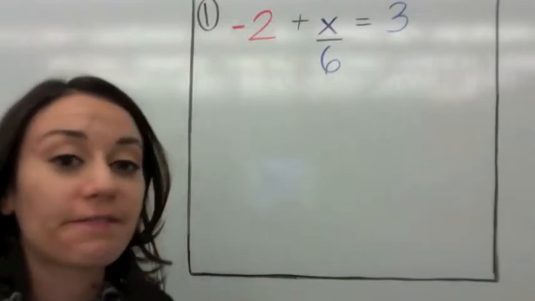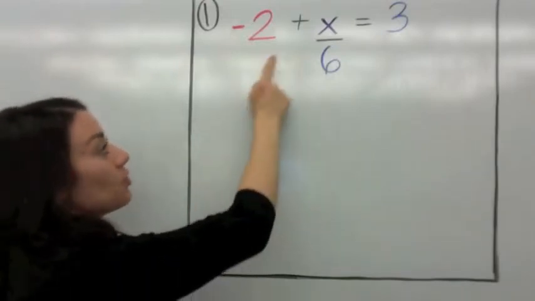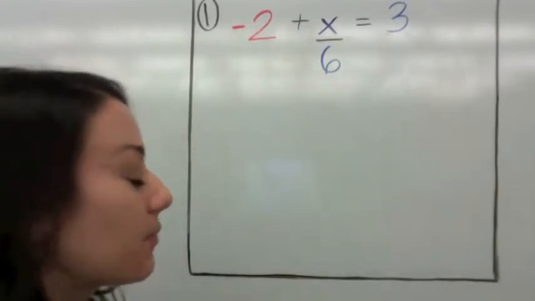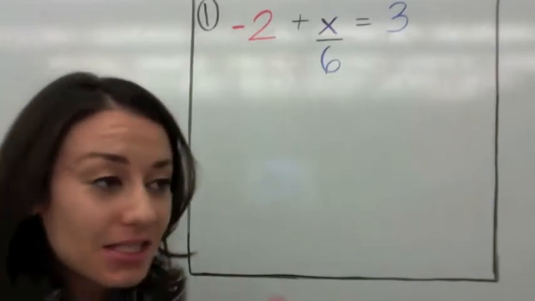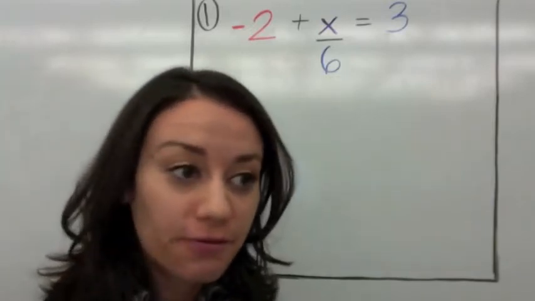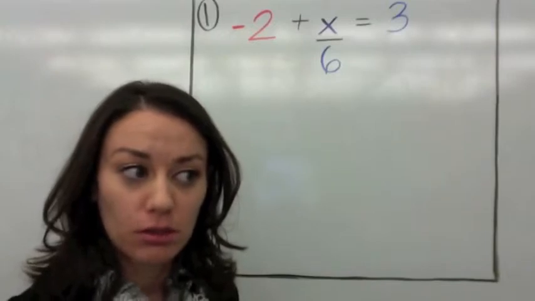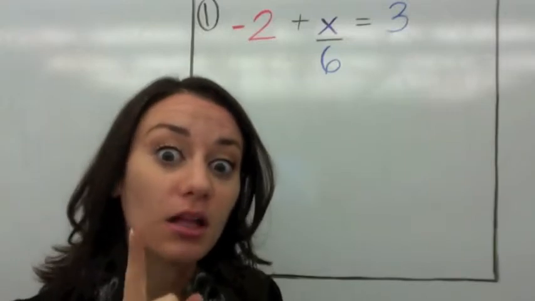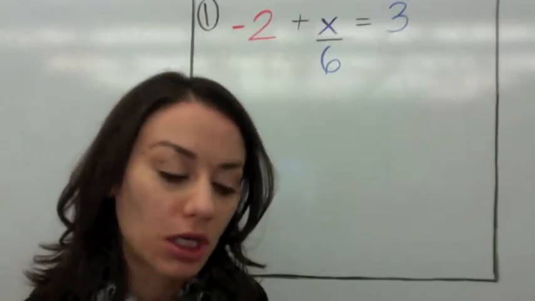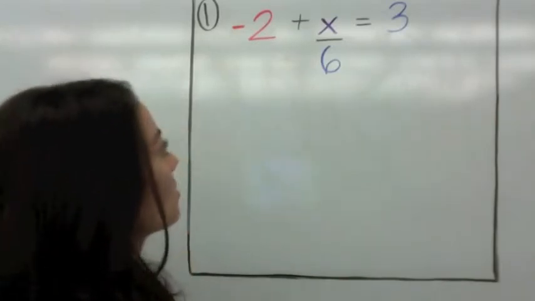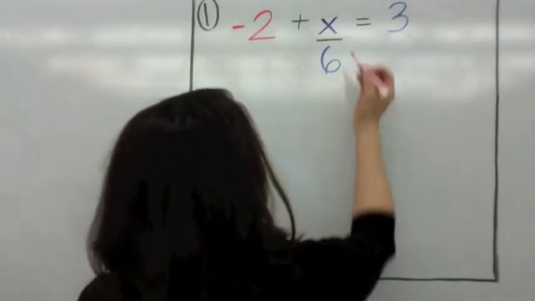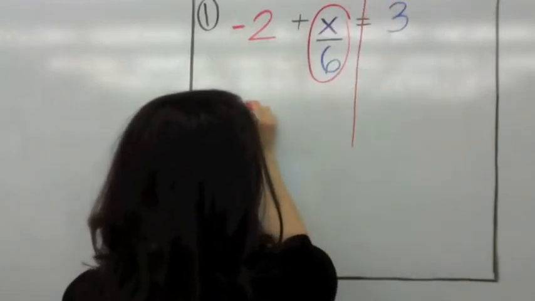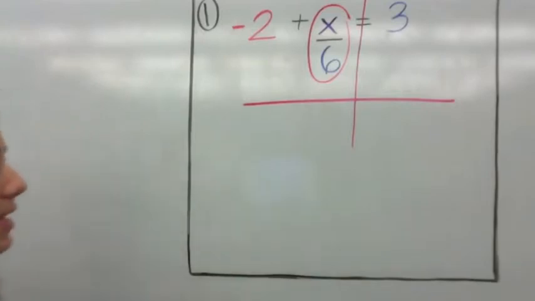So let's take a look at the first example. Read it with me. It says negative 2 plus x divided by 6 equals 3. Does this equation have a fraction? Remember, a fraction has a fraction bar, and in these problems, you're going to see a letter on top of the fraction. Is it x divided by 6? Yes. So I want you to circle this. And then you're going to make a t to separate both sides of the equation.